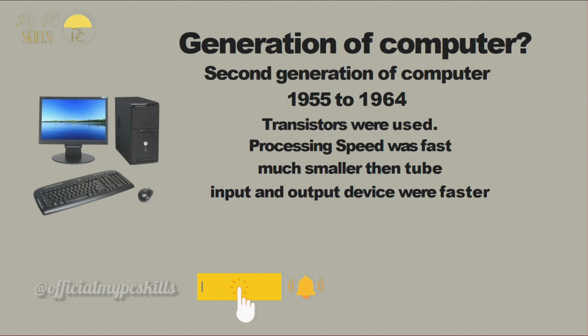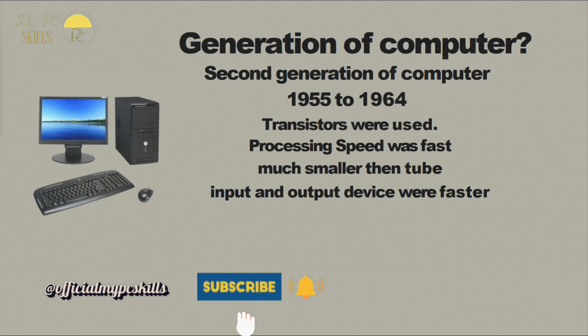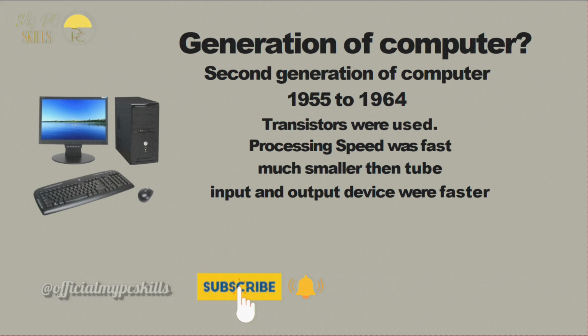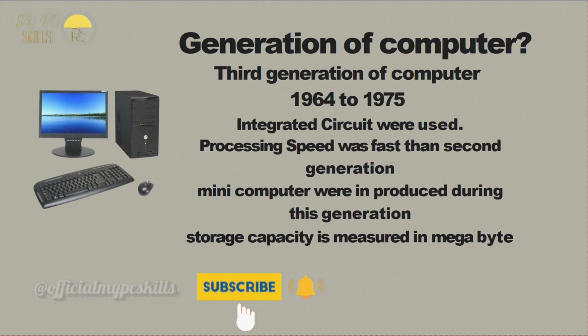Second generation, 1955-1964, replaced vacuum tubes with transistors. Processing became faster and devices were smaller. Input and output devices improved in speed. Computers became more reliable and efficient.